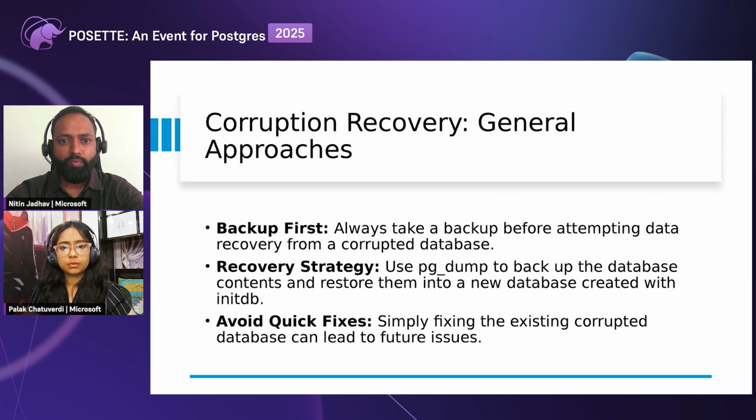Next, if you need to attempt data recovery from a corrupted database, make sure to take a backup first. What if the recovery attempt makes things worse? So it is better to take the backup, and your goal should be to use pg_dump to back up the database contents and then restore them to a new database. Trying to fix on that new database would be the best option. If you simply try to fix the existing corrupted database, then there's a high risk of encountering future issues.